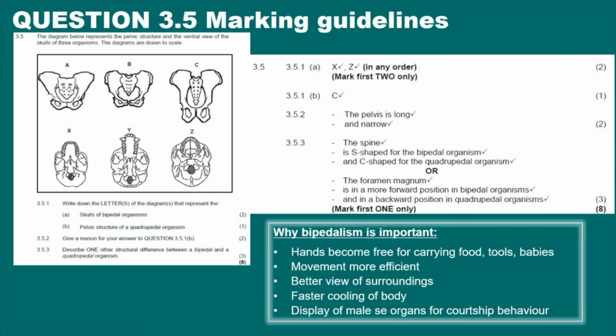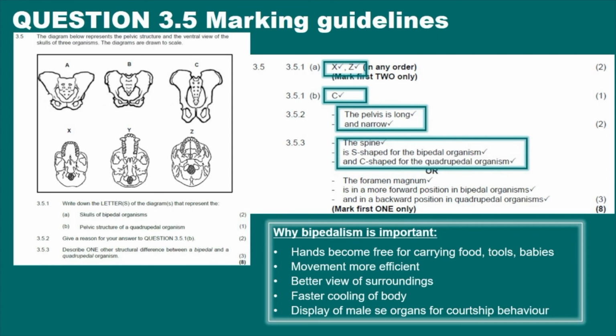3.5.3: describe one other structural difference between an organism that walks on 2 legs and an organism that walks on 4. The other structural difference is the spine. The spine is S-shaped if you walk on 2 feet, and C-shaped if you walk on 4 feet. Or also the foramen magnum: if you walk on 2 feet, it's located to the middle or front of the skull, and if you walk on 4 feet, it will be located to the back of the skull. I mark the first 4. You just speak about the structural difference that's mentioned in the diagram, not any other structural differences. They want to see what is asked in this section.